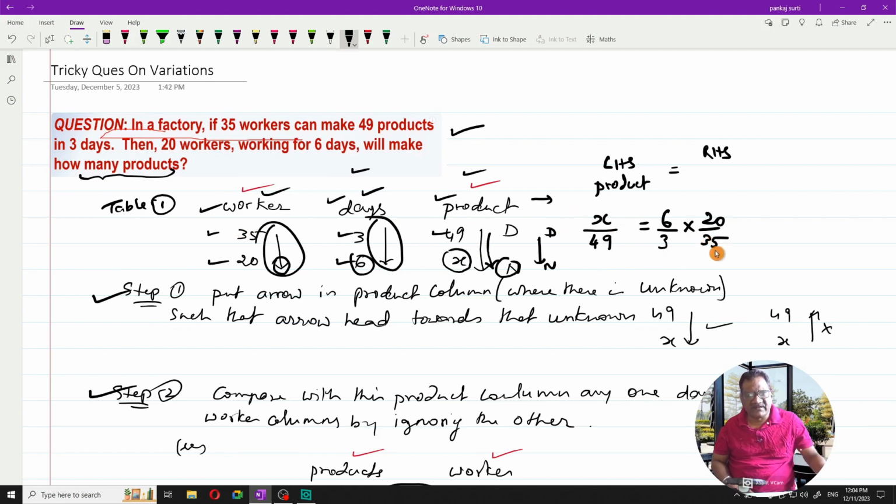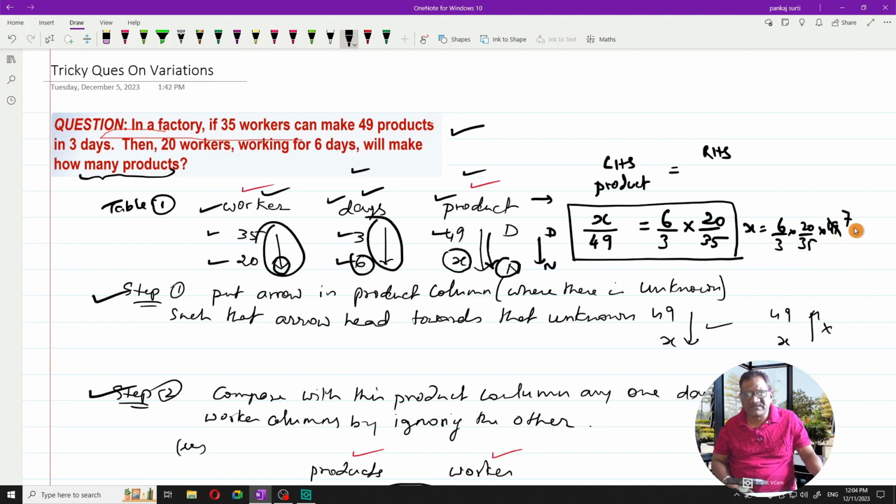So this is the required equation. From this equation you just calculate the x, you will get the answer. If you want to calculate x, let us do it this way: x = 6 upon 3 times 20 upon 35 times 49. This has to be x, right?